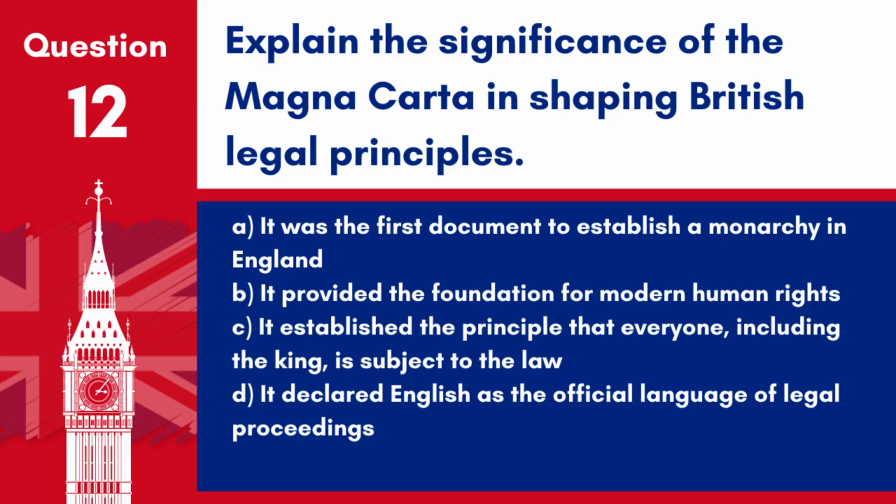Question 12. Explain the significance of the Magna Carta in shaping British legal principles. A. It was the first document to establish a monarchy in England. B. It provided the foundation for modern human rights. C. It established the principle that everyone, including the king, is subject to the law. D. It declared English as the official language of legal proceedings.